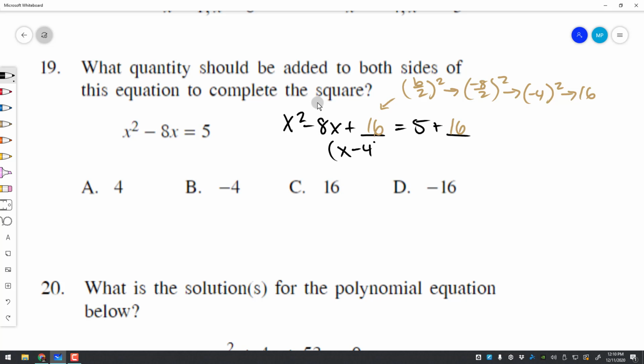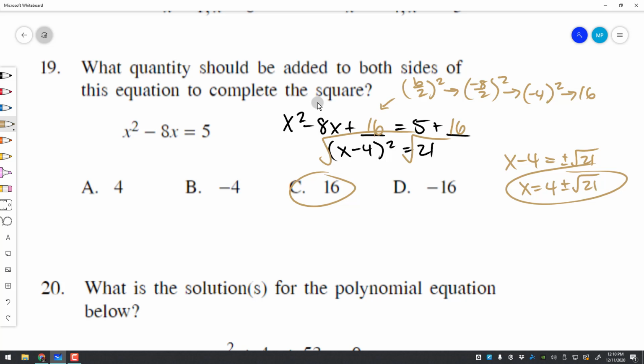And of course, this would factor as x minus 4 squared equals 21, and you don't have to do any of this. The answer was 16. But then you could square root both sides, and x minus 4 equals plus or minus the square root of 21. Add 4 over, and you get x equals 4 plus or minus the square root of 21. And that would be your solution to that quadratic.